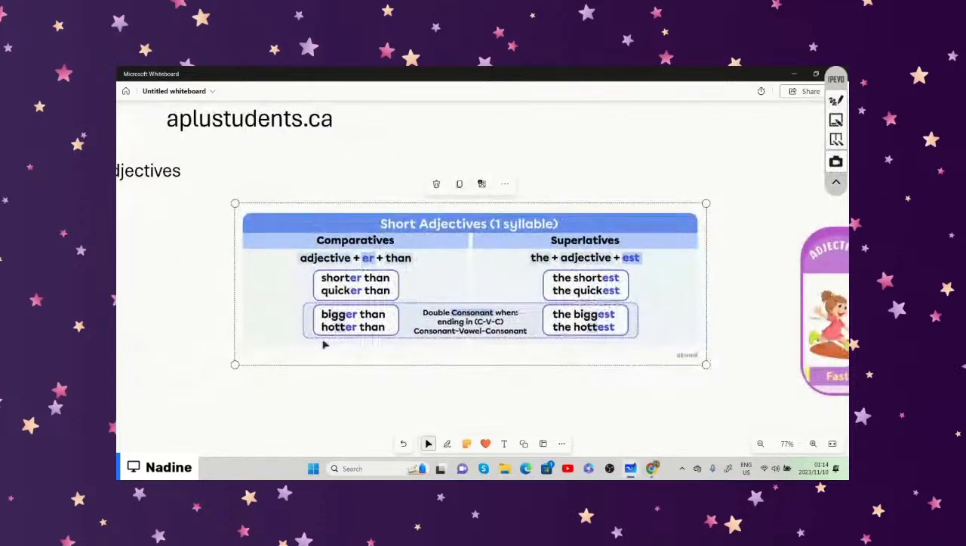When it comes to comparative as well as superlative adjectives, we have short adjectives and we have longer adjectives. But we're just going to focus on the short adjectives, the one syllable words. So comparative.